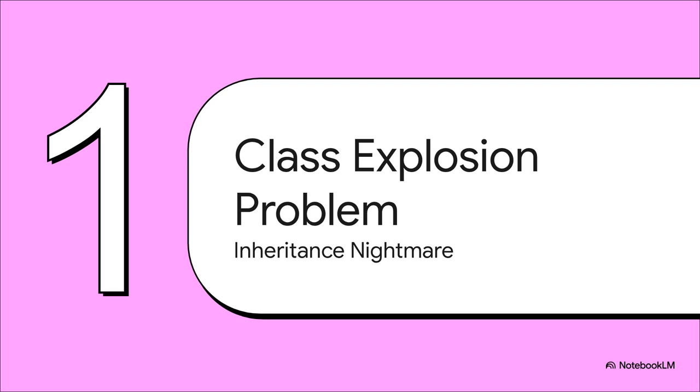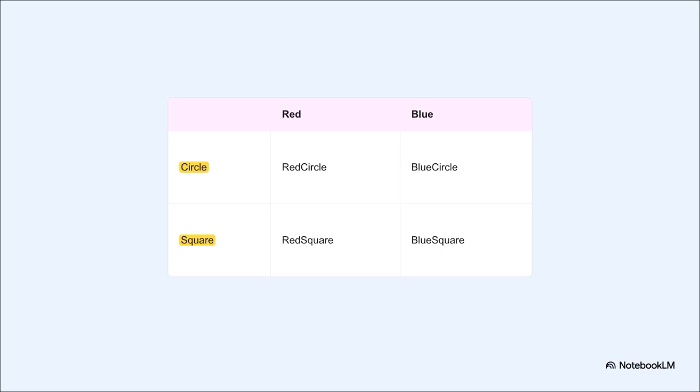Okay, so we've all been there, right? You're building something new, and your first instinct is to use inheritance. I mean, it's a cornerstone of object-oriented programming. But pretty soon, you start to feel like you've painted yourself into a corner. Let's start with a super simple example. Say we have a base shape class, and we create circle and square subclasses.